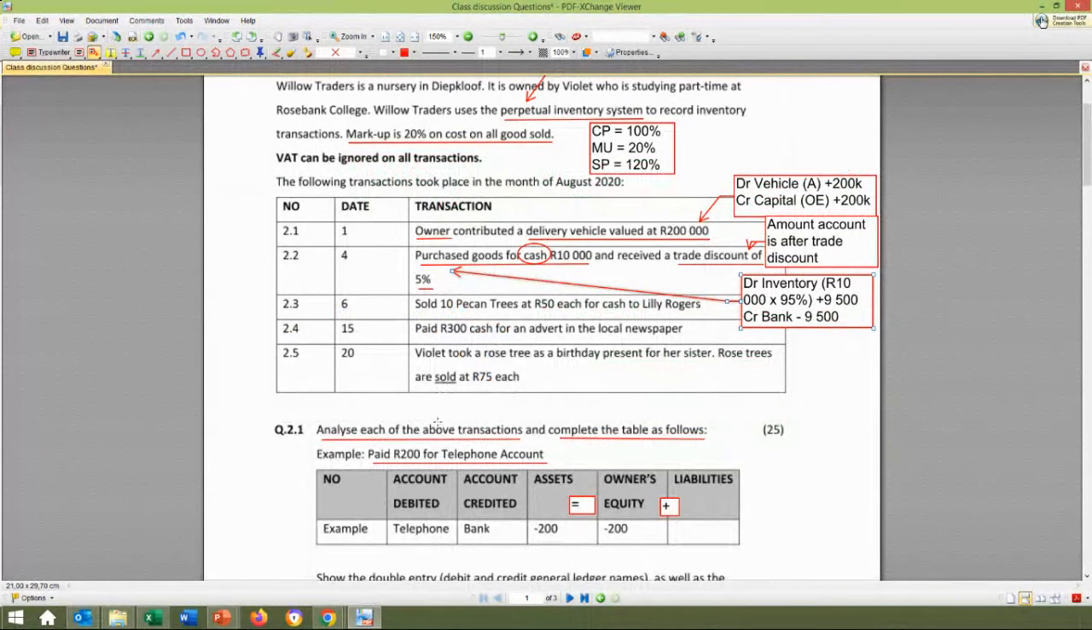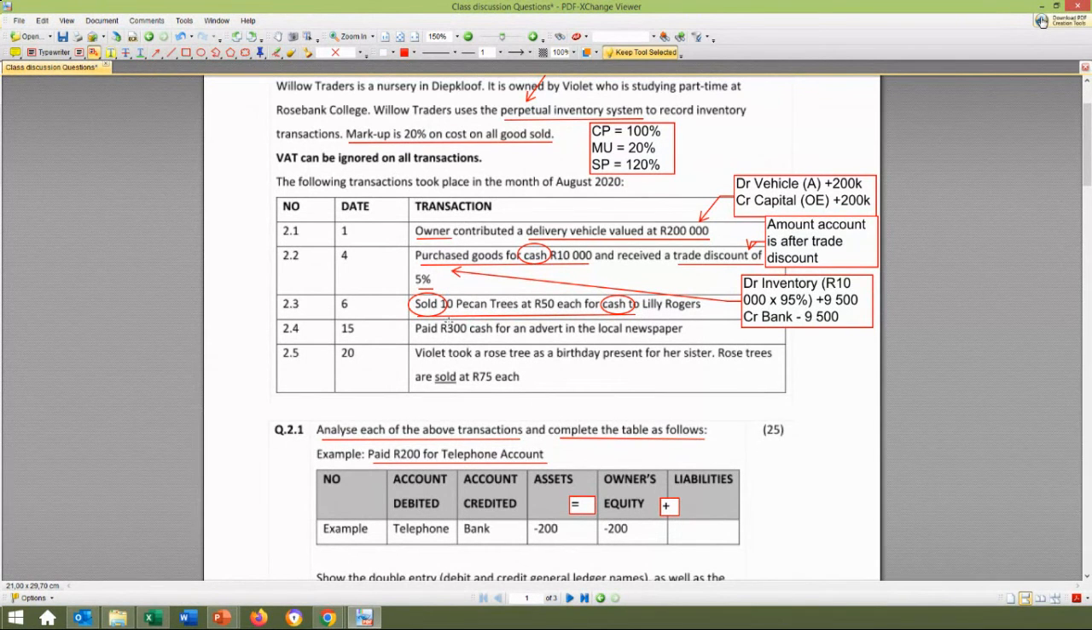Okay, so if we look at the third transaction, we sold 10 pecan nut trees at 50 Rand each for cash to Lily Rogers. Okay, so we sold it for cash. We did not sell it on credit. What is very important is because of the fact that we sold it.